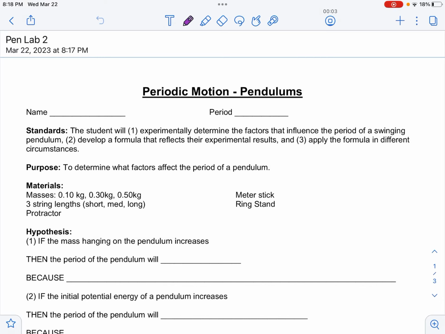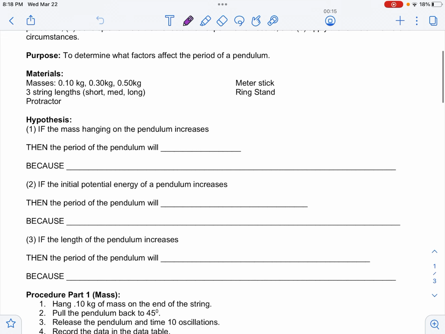Hello everyone. We are going to take a few minutes to look over this lab and just double check that everything makes sense to you. So first of all, you should have a hypothesis written for 1, 2, and 3. And as always, make sure that you write a good because. That's the part that I'm really paying attention to.